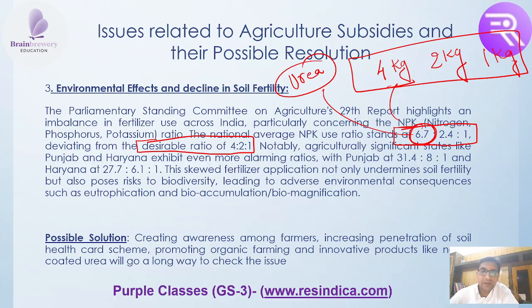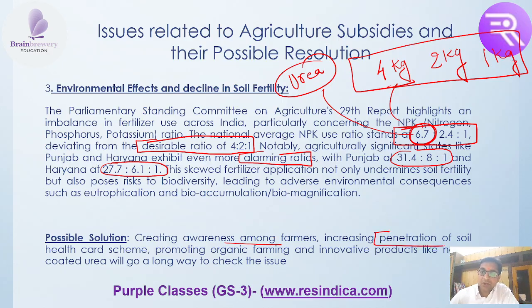And this situation is more alarming in Punjab, where it is 31.4:8:1, and Haryana, 27.7:6.1:1. That means here the urea usage is 7.5 to 8 times more than the required permissible limit. That is why the soil of Punjab and Haryana is becoming acidic in nature and basic in nature. So that is why there is a need for proper control over the subsidies. So we have to create awareness among the farmers, right?